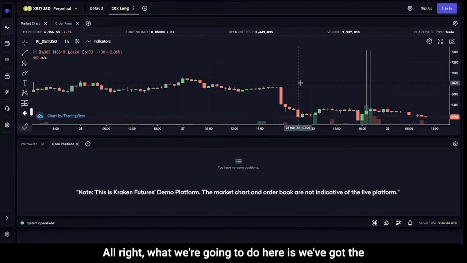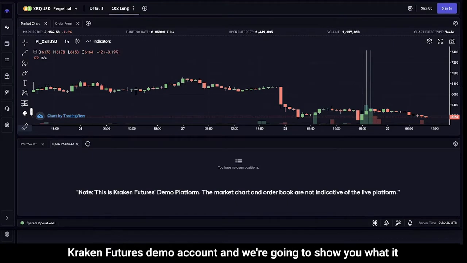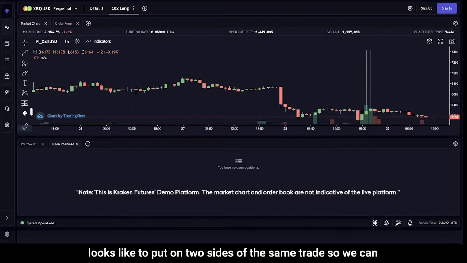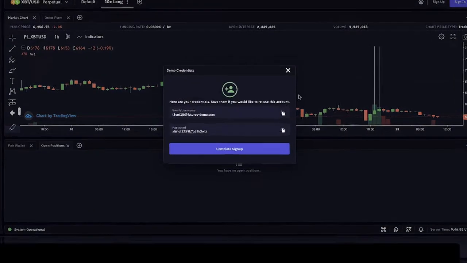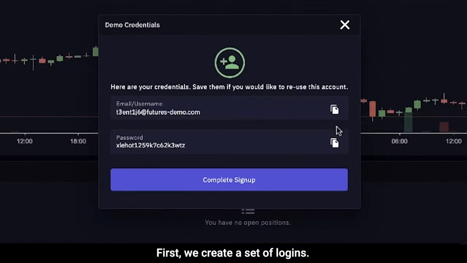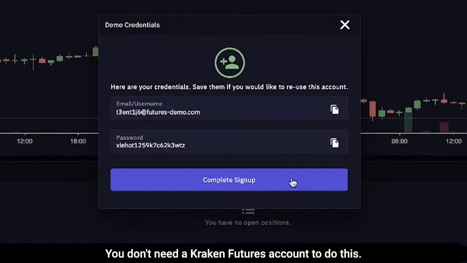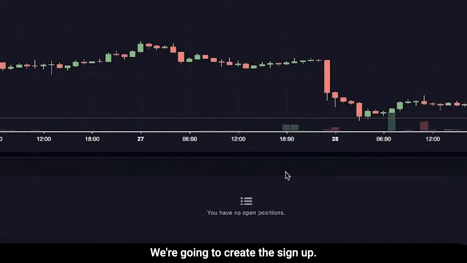All right, what we're going to do here is we've got the Kraken Futures demo account, and we're going to show you what it looks like to put on two sides of the same trade so we can show you the effect that leverage has on changes in margin. First, we create a set of logins. You don't need a Kraken Futures account to do this. And we're going to create the sign up.